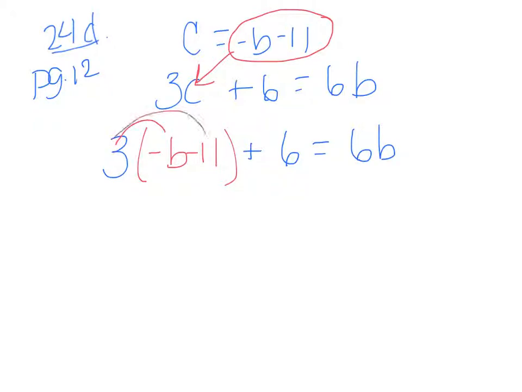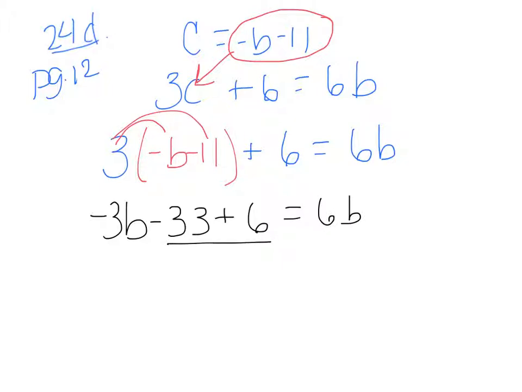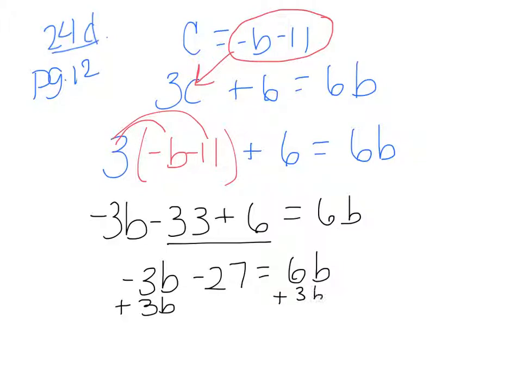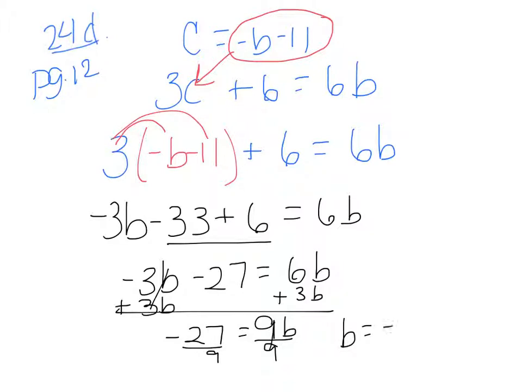Now we need to distribute inside the parentheses. So negative 3 times b is negative 3b. 3 times negative 11 is negative 33, plus our 6 equals 6b. We can combine our like terms, negative 33 plus 6, to give us negative 3b minus 27 equals 6b, and then we can add 3b to both sides. So negative 27 is equal to 9b. We'll divide both sides by 9, so b is equal to negative 3.